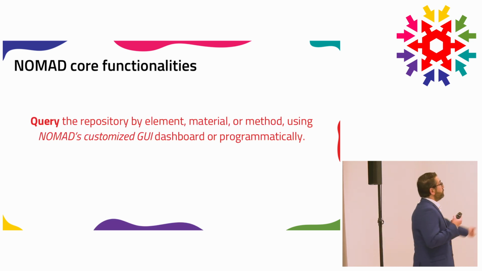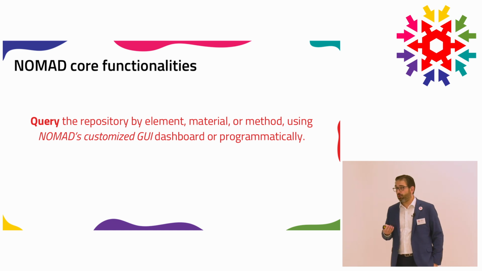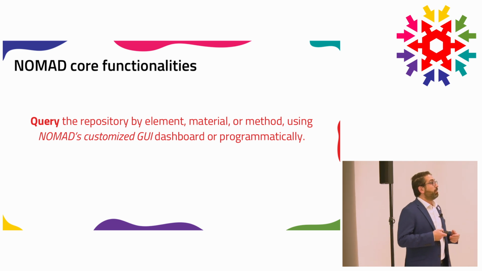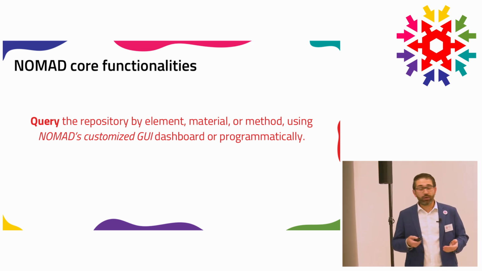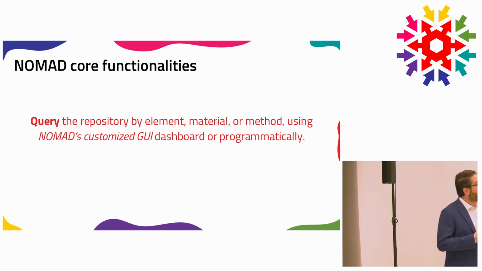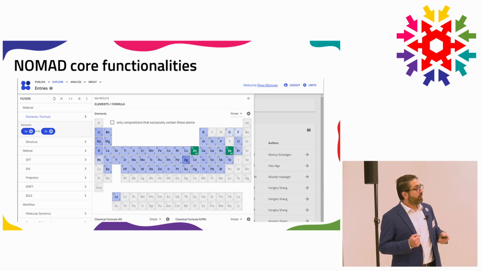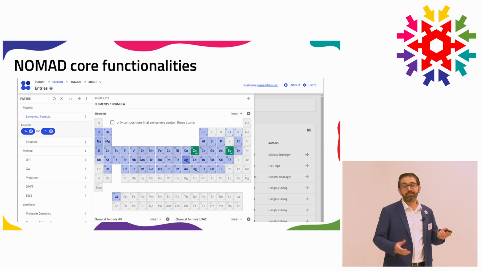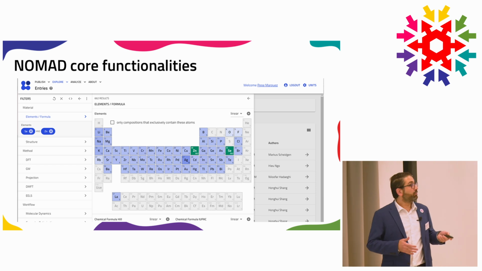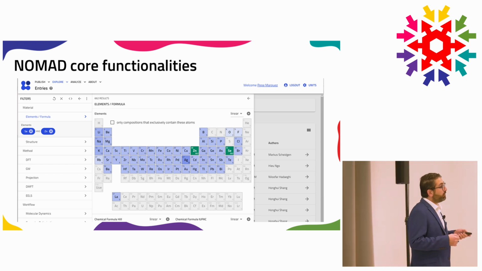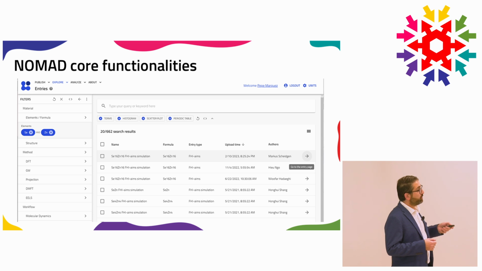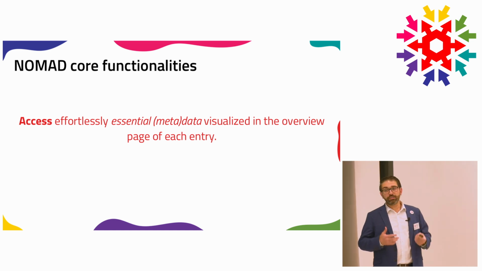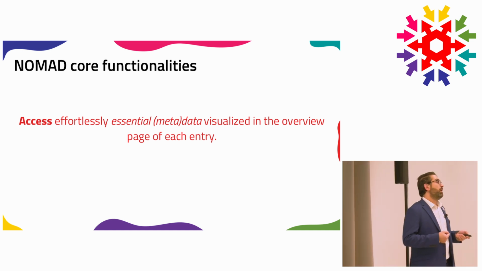So let me take you shortly to the main functionalities of NOMAD. The first thing basically is data exploration. You can query the infrastructure by applying filters and search criteria, either by elements, materials, or the scientific method. This is a screenshot from the web-based NOMAD. It shows that you can select the elements using an interactive periodic table to filter the entries that are available. Then it shows the list of the entries, and you can go to the next step of accessing these entries and exploring the key metadata and visualizing an overview.